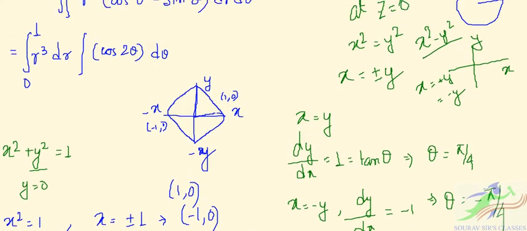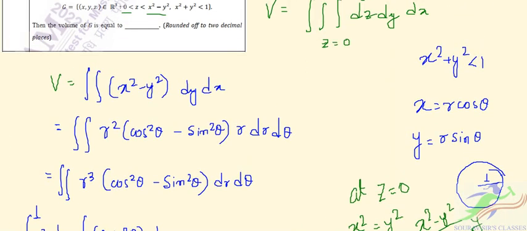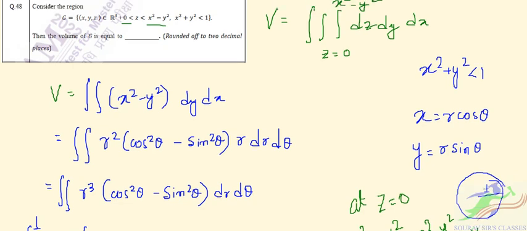So let's check the equation. It is question number 48. The volume of G is equal to, and we have to round up to 2 decimal places. So the volume of G will be 0.49 to 0.54.